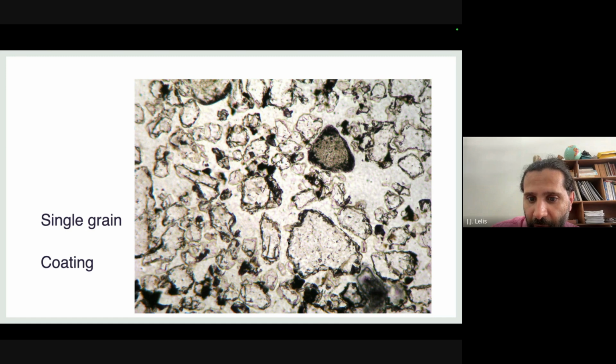You can see some dark coatings here too. It's quite uncommon to see this kind of grain, like, we basically don't have any coating here or here. The majority of quartz grains are coated, at least partially coated, by organic matter.